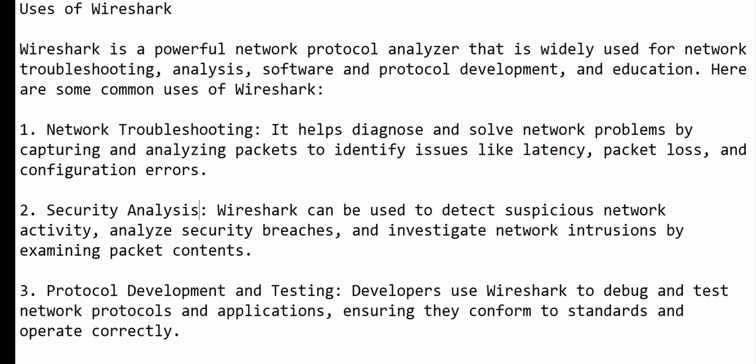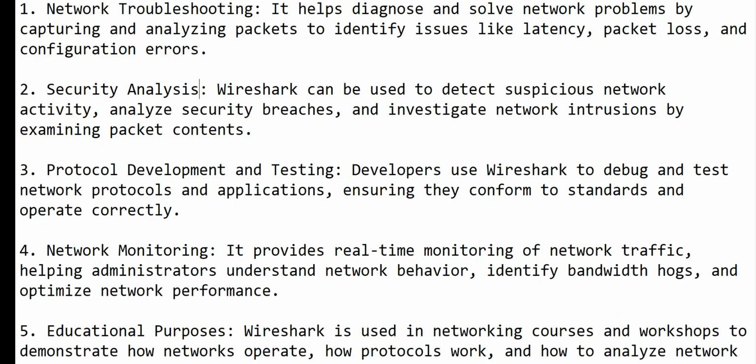Number 2, security analysis. Wireshark can be used to detect suspicious network activity, analyze security breaches, and investigate network intrusions by examining packet contents. Number 3, protocol development and testing. Developers use Wireshark to debug and test network protocols and applications, ensuring they conform to standards and operate correctly.